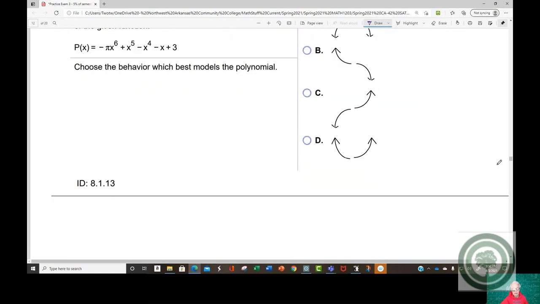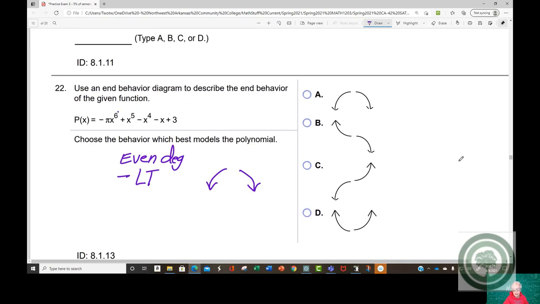Here we have this incredibly ugly looking thing that looks too scary, but then you notice it's even degree, negative leading term. It could only look like that. So A would be your answer here. Perfect for flashcards.